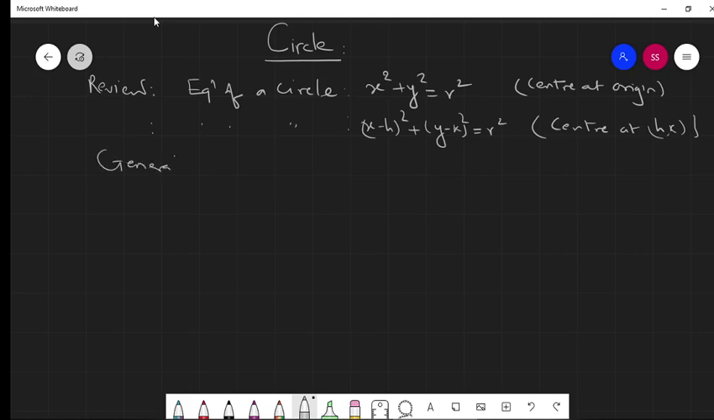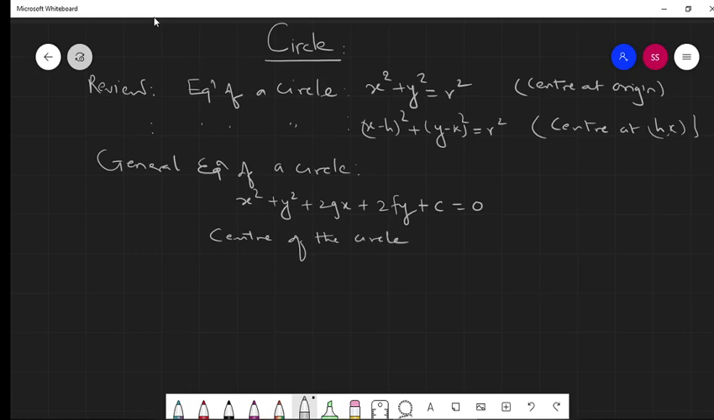Third one is general equation of circle. That is x square plus y square plus 2gx plus 2fy plus c equal to 0. At this condition, center of the circle equal minus g comma minus f, and radius of the circle equal root under g square plus f square minus c.